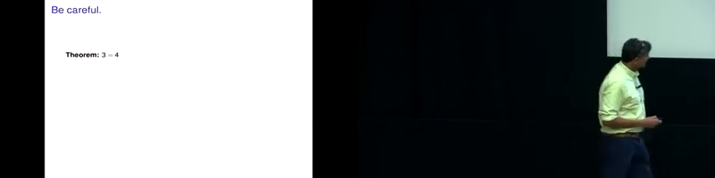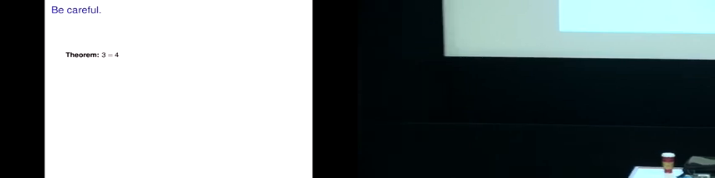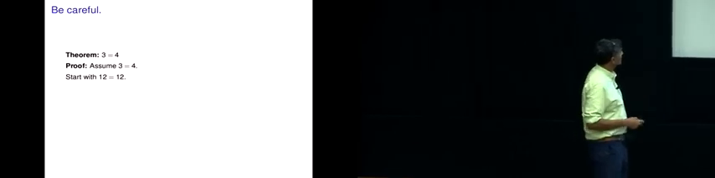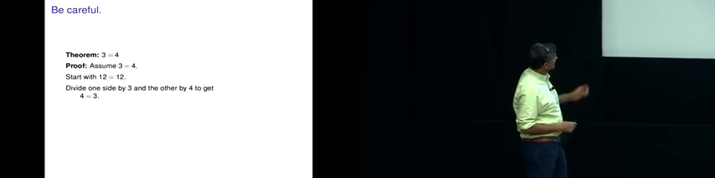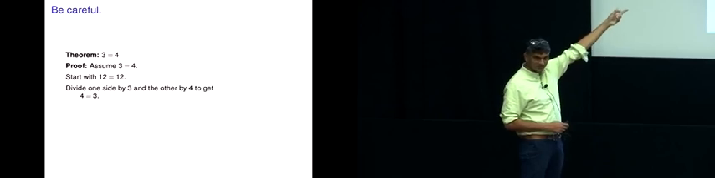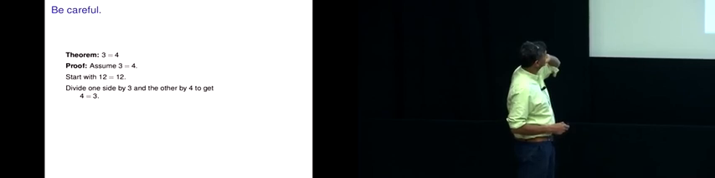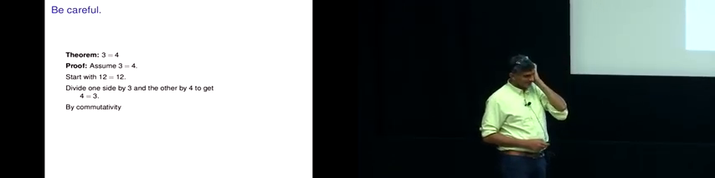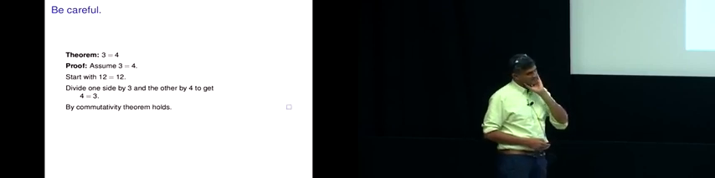All right. So we can prove more theorems, right? So let's prove this theorem: 3 equals 4. You can assume 3 equals 4. You start with 12 equals 12. You divide one side by 3, because those two are equal so you can divide both sides by the expression from the equality, and then the other side by 4, and we get 4 equals 3. It's commutative, right? Equality is commutative. Yeah, so you've got to be careful. So what did they do wrong?